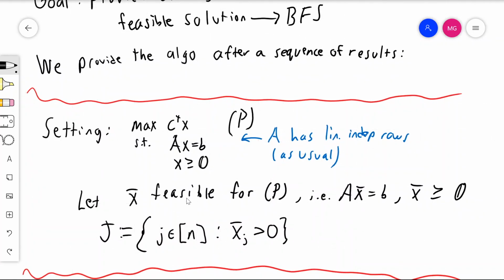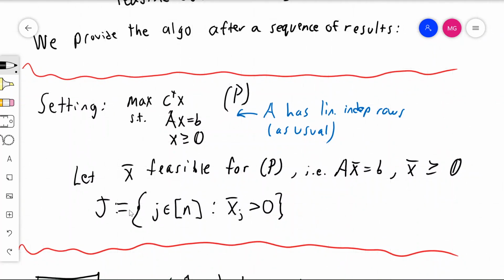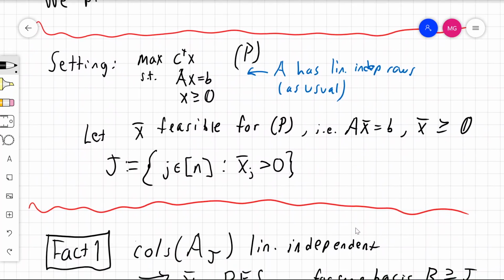So this linear program P has x bar, a feasible solution, and you look at the components of this feasible solution that are positive. They're either going to be exactly zero, or they're going to be strictly positive. So look at the indices of this x bar that are strictly positive, and put those indices in a set called J. It's a set of indices from 1 to n, where n indexes the columns and also the components of x, and the strictly positive components get put in this index set called capital J.